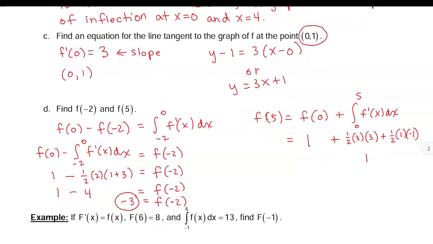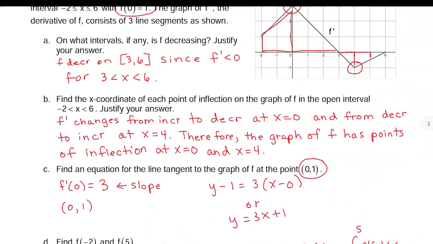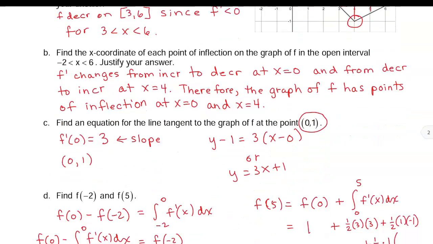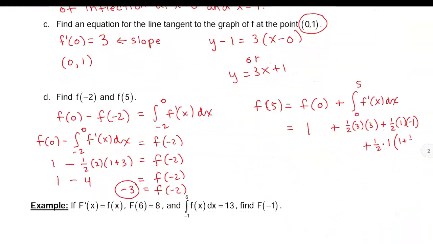And then the area of the trapezoid is 1/2 times the height of 1 times the sum of the bases, and those bases are a 1 and a 1/2. That is underneath the x-axis, so I'm going to interpret that as negative area. So we get 1 plus 9/2 minus 1/2 minus 3/4. We get 4 and 1/4.